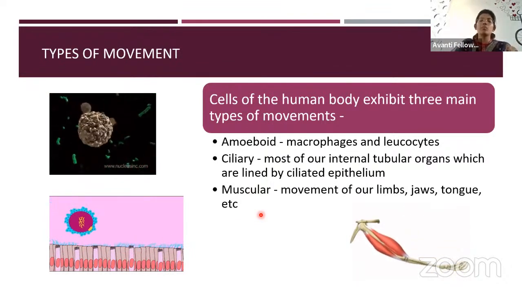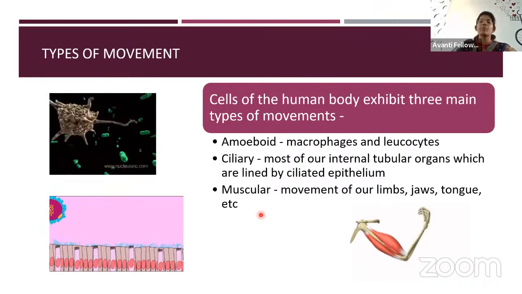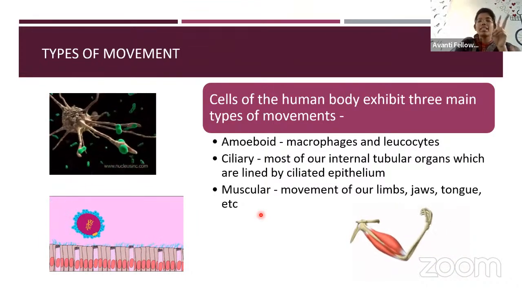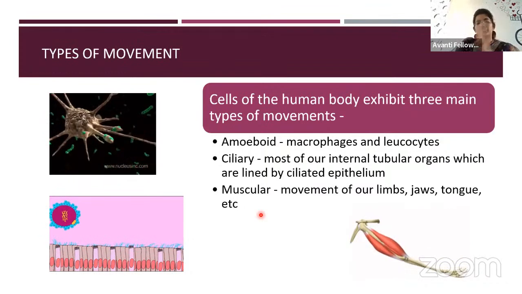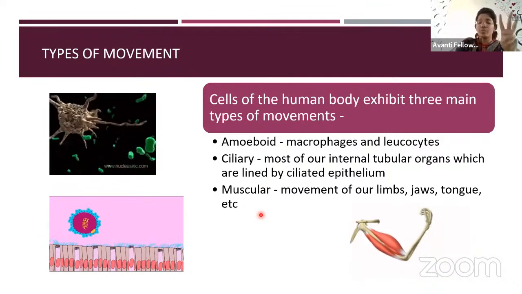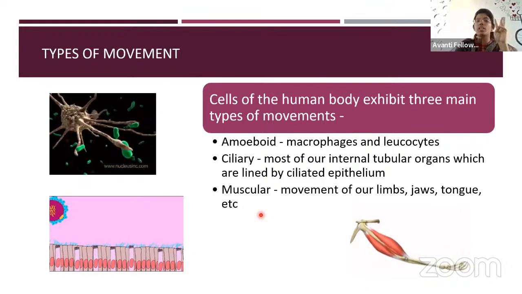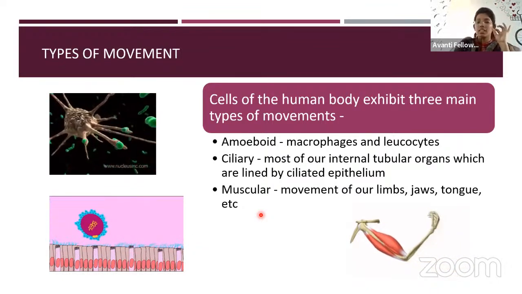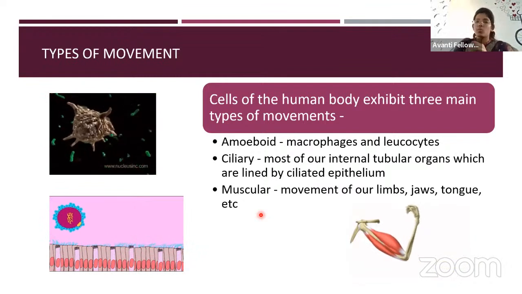So totally how many movements are there? How many types of movements? Amoeboid, ciliary and muscular. Please repeat after me. There are three types of movements in the human body: amoeboid movement, ciliary movement, muscular movement.